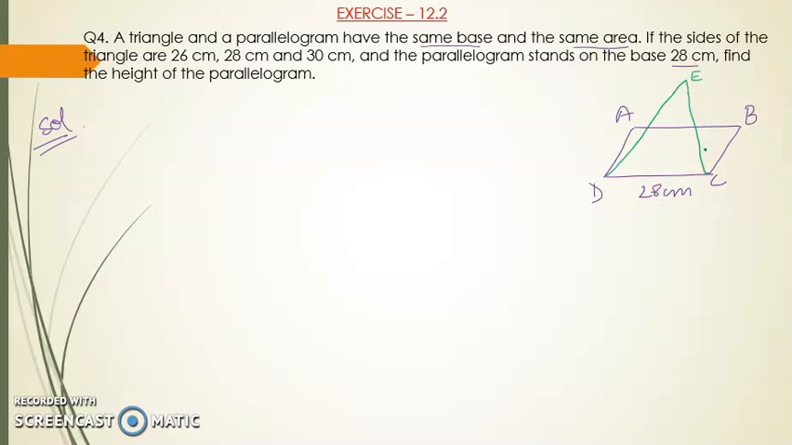Now triangle DEC is there. So what are the sides left? So this is 26 centimeter. 28 is already there. So this will be 30 centimeter. I hope students have followed the figure, because if you don't follow the figure you will make a mistake.